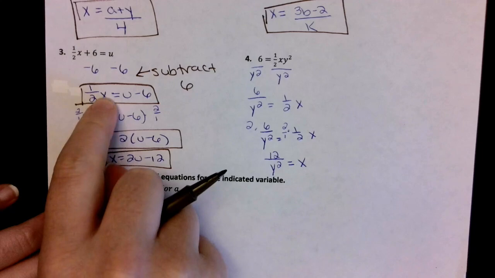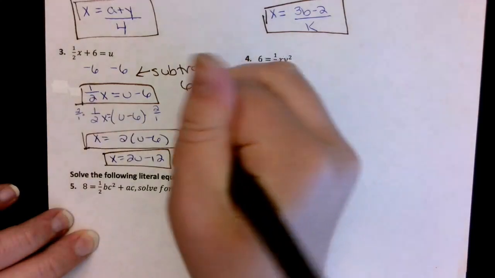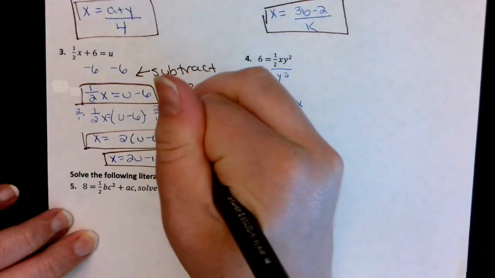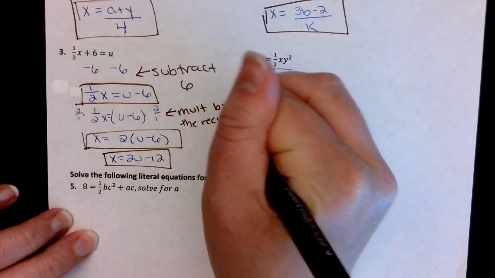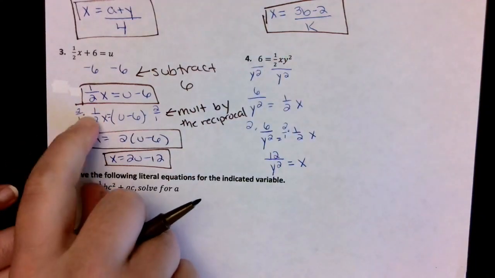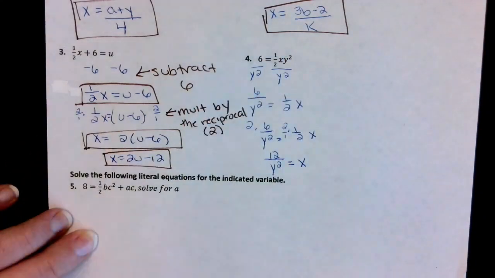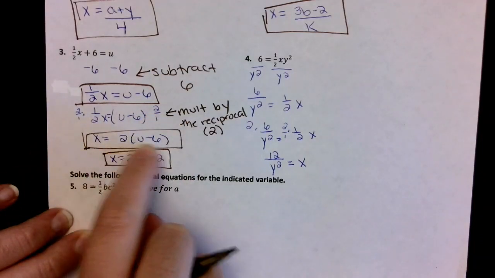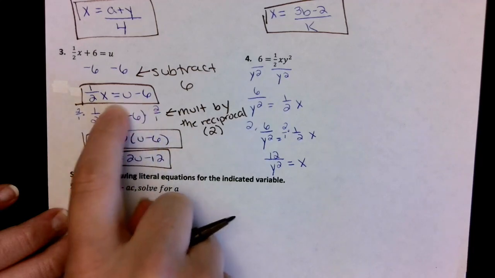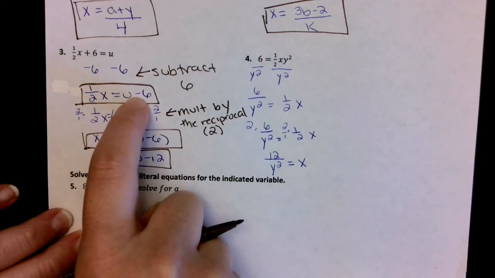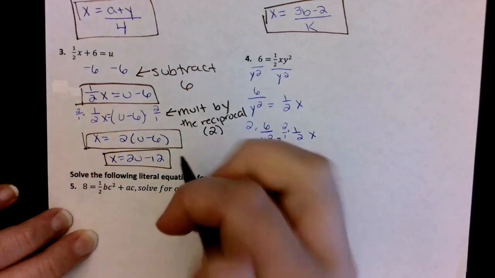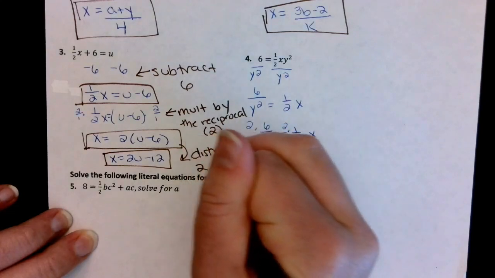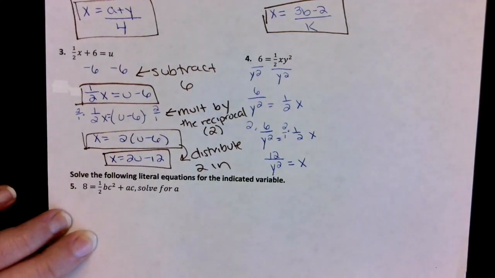To get x by itself and I have a fraction, I need to multiply by the reciprocal. And the reciprocal of 1/2 is 2. Multiply both sides by 2. I have x equals 2 times u minus 6, because I multiplied everything on the right-hand side by 2. And then I can take it a step further here and distribute the 2 in. It's not necessary, but in case you see that step.